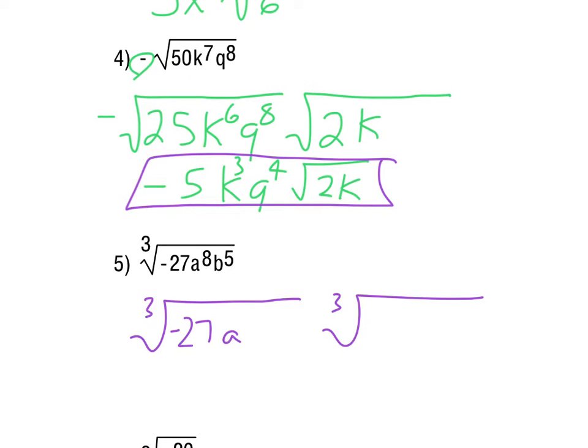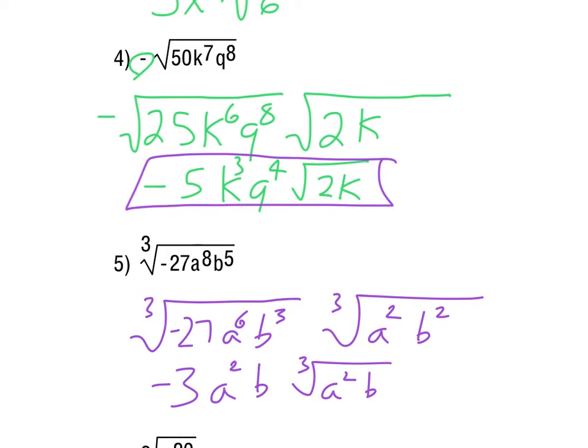I cannot cube root a to the 8th, but I can cube root a to the 6th. That leaves me an a squared left over. Likewise, I can't cube root b to the 5th, but I can cube root b cubed. That leaves me a b squared left over. Cube rooting the negative 27 gives negative 3, and then we get a squared and b, and the cube root of a squared b squared. So that's what that one turns out to be.